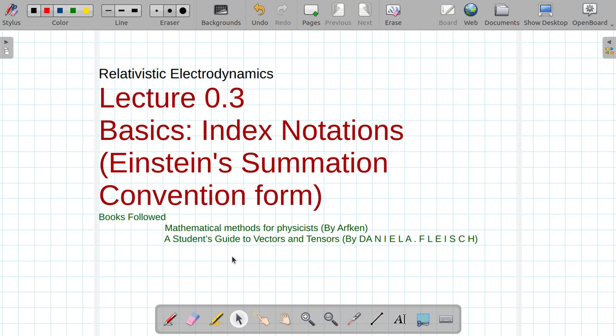And the books which I followed in the earlier two basic lectures and in this lecture are Mathematical Methods for Physicists by Arfken and another very interesting book by Fleisch. Its title is A Student's Guide to Vectors and Tensors.